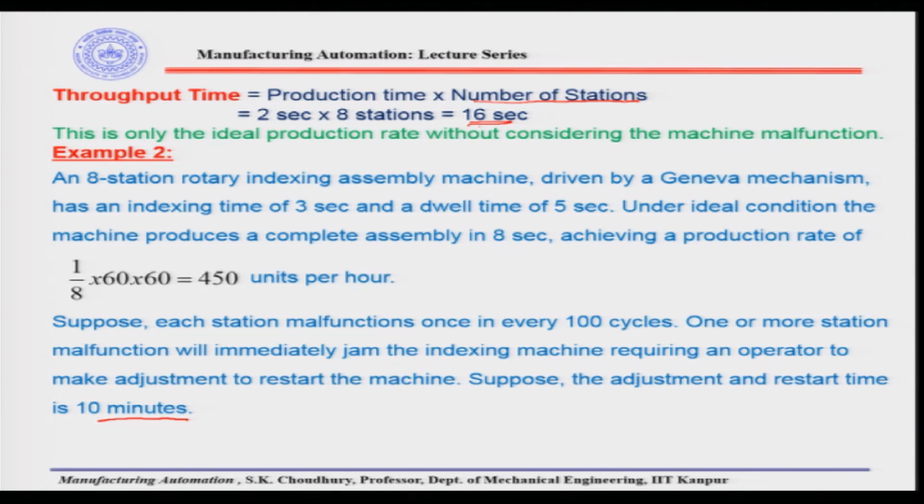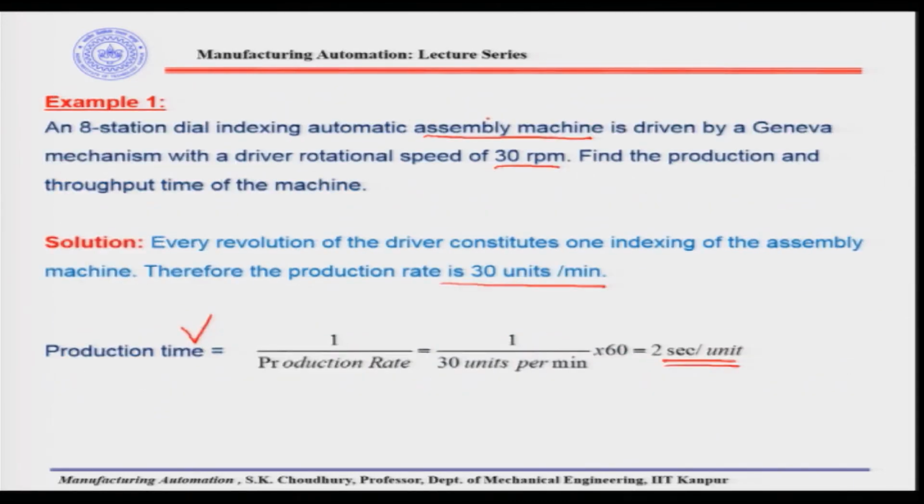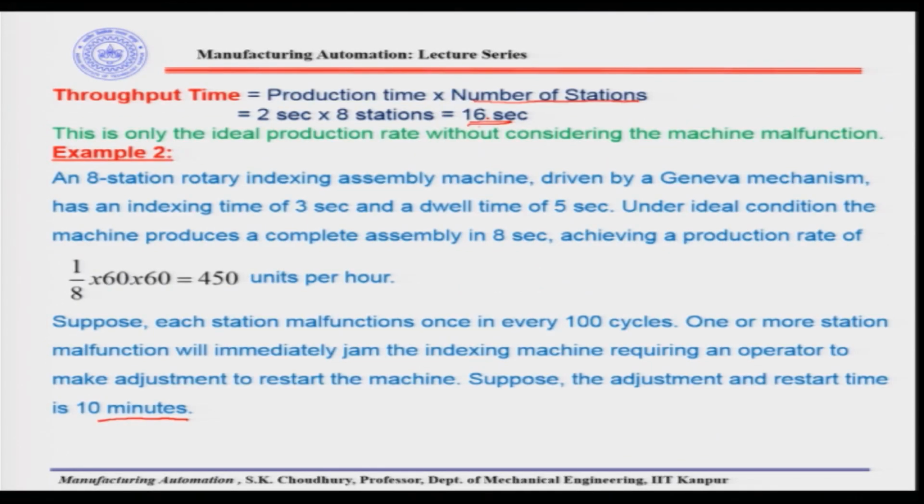Now, let us see how this 16 seconds for throughput time and 2 seconds per unit as the production time change only because of one breakdown per 100 cycles. And there are 8 stations. So, this is the second example.